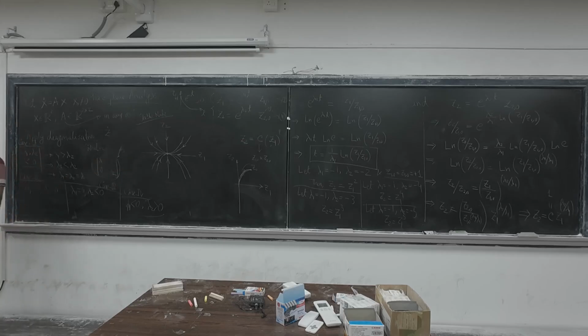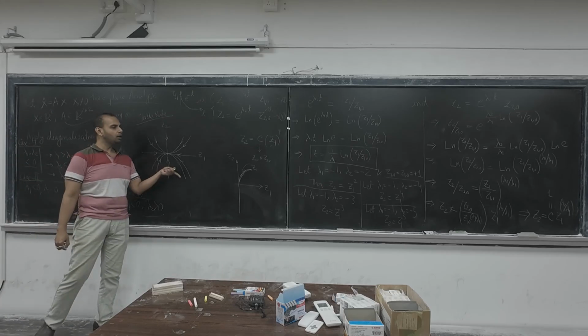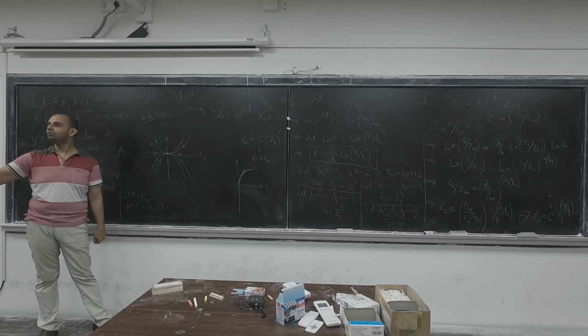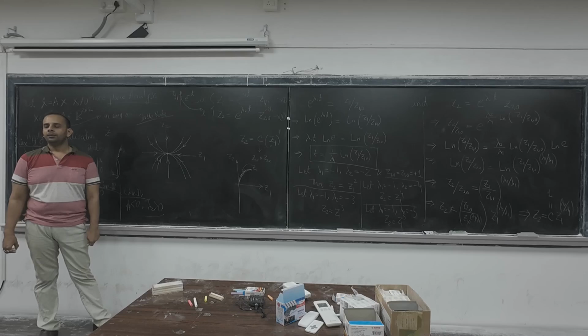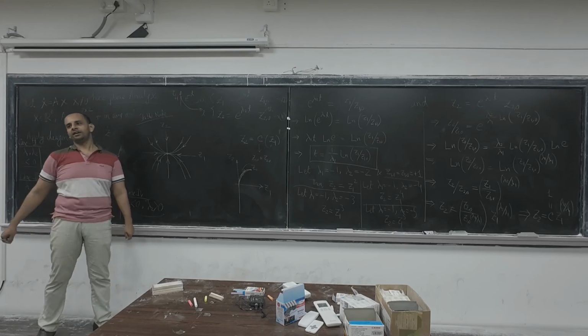This is the diagram you will find in the book. You can ask why I was drawing so many, corresponding to different lambda 2 by lambda 1, and of course with respect to different initial conditions.